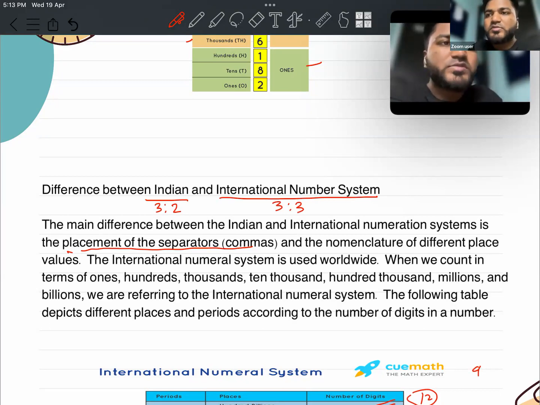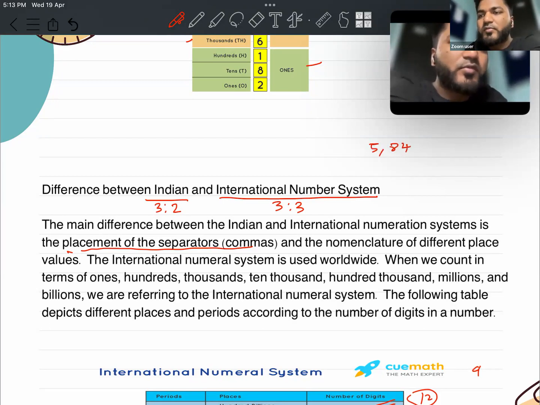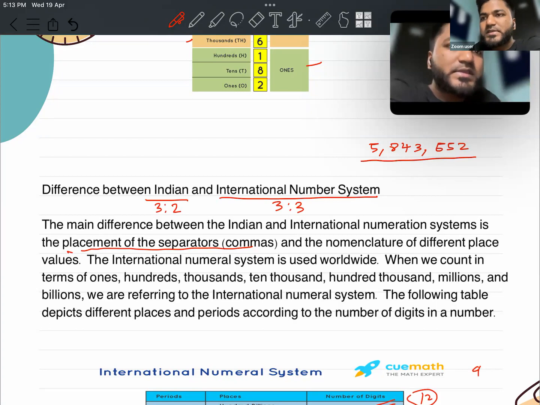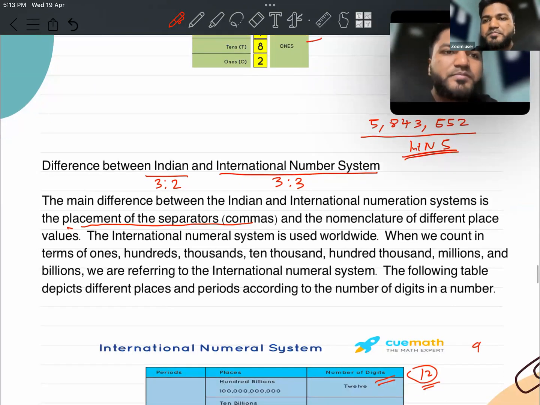Let's suppose I have a number like 5, 8, 4, 3, 6, 5, 2. This is as per the international number system. Why? Because after 3 digits there's a comma. Exactly, the comma has been put after 3 digits from the right side. So that is the obvious difference.